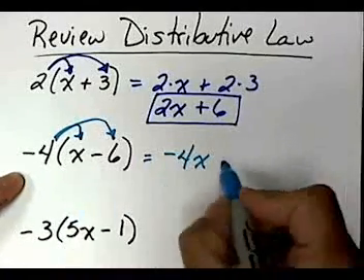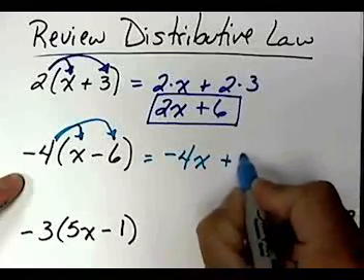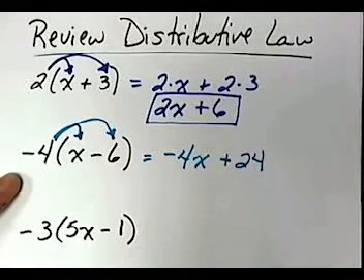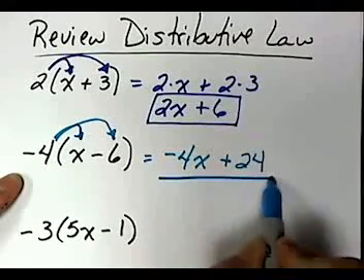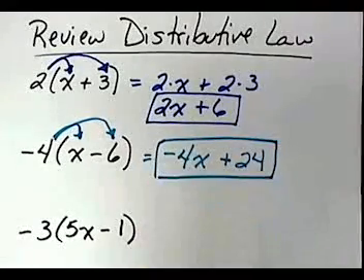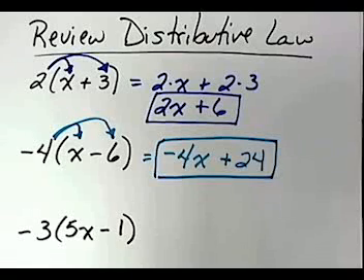Multiplying 2 of the same sign is a good thing. And so it's plus 24. Once again, those are two different terms. They're not like, so we cannot combine them.